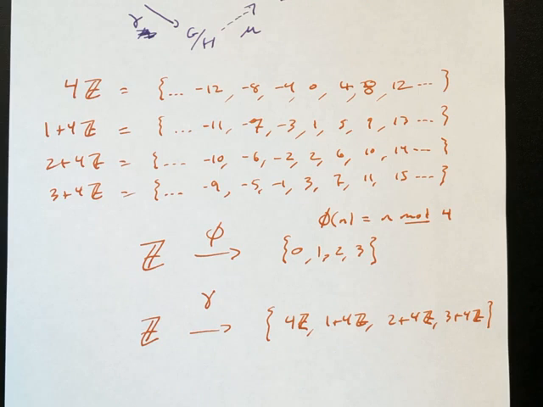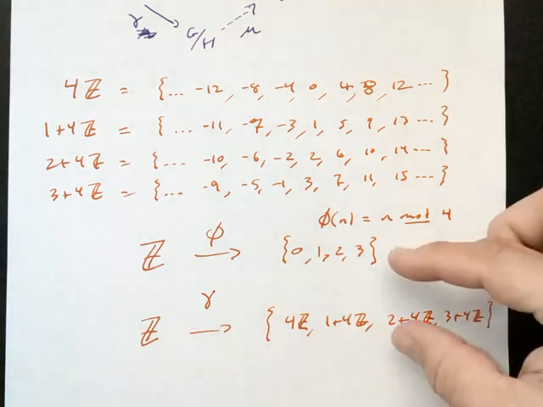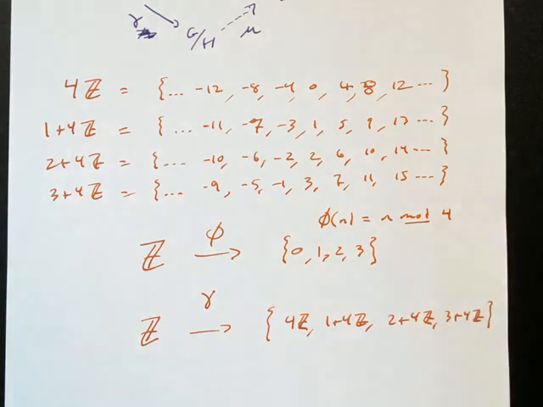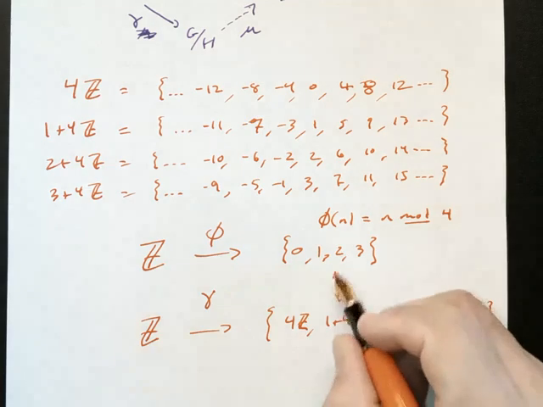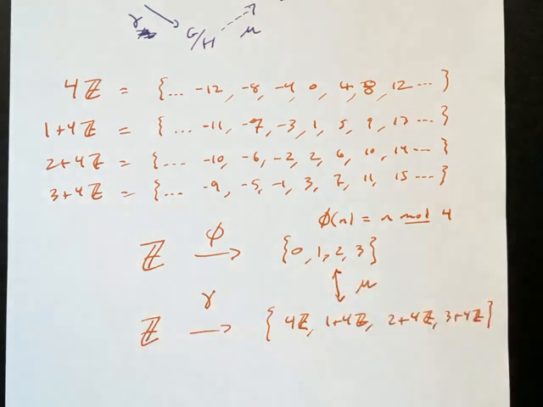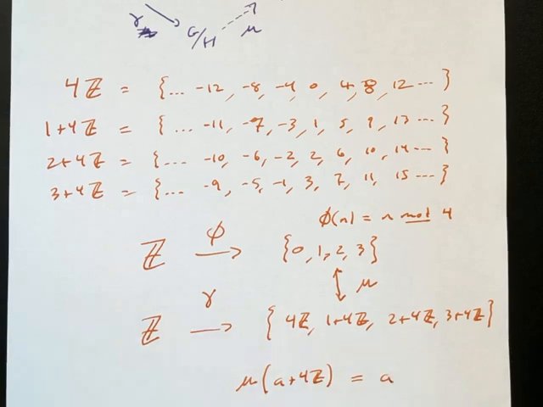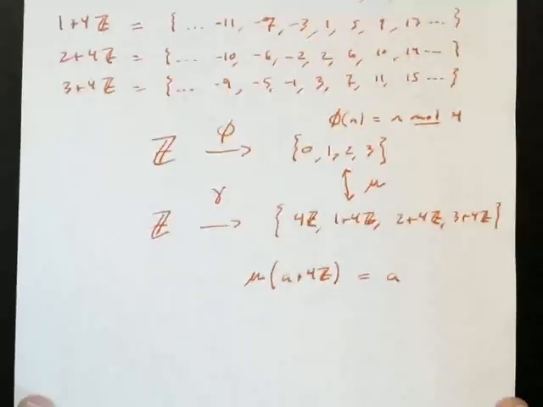You're going from the bottom, 4z, comma 1 plus 4z, and going straight up to 0, 1, 2, 3. That's a 1-to-1 and onto map, isn't it? 4z goes to 0, 1 plus 4z goes to 1, 2 plus 4z goes to 2. And there's my 1-to-1. That's an isomorphism. Mu of a plus 4z is equal to a, where a is between 0 and 3, inclusive.